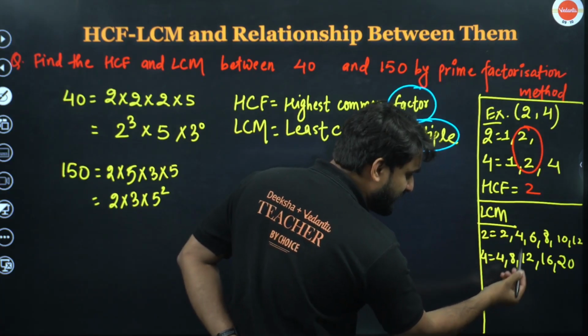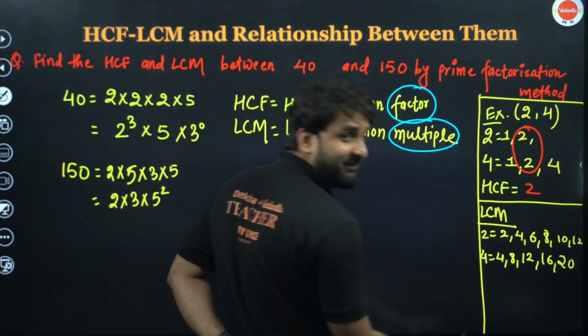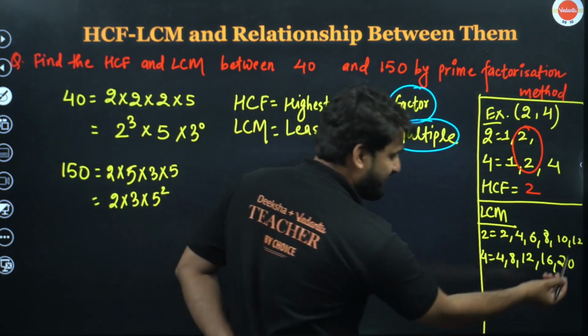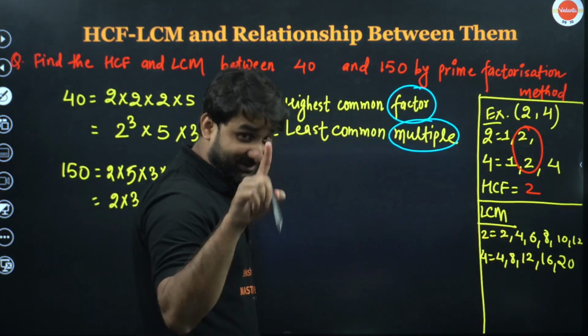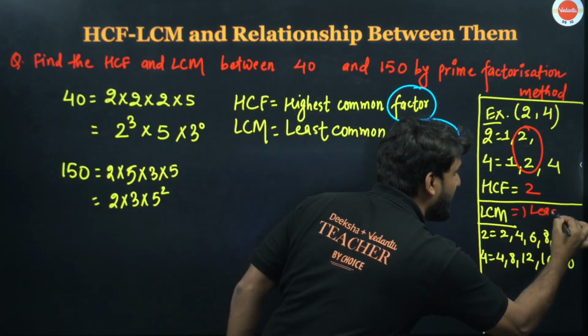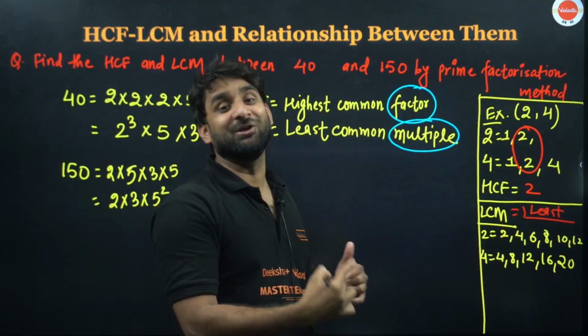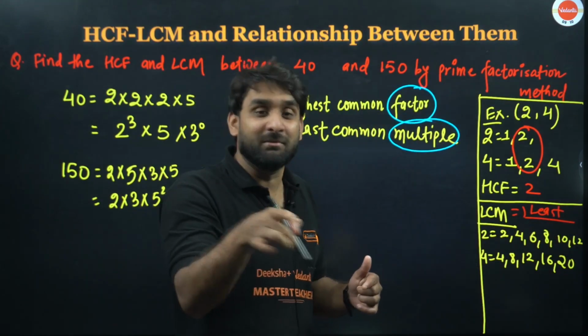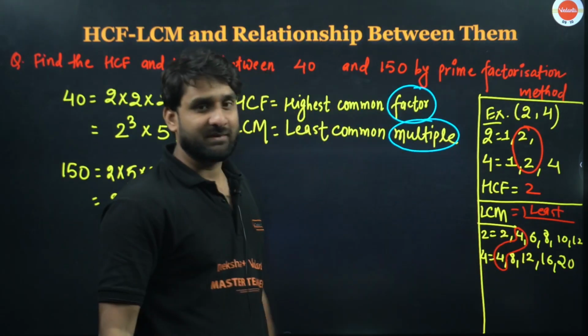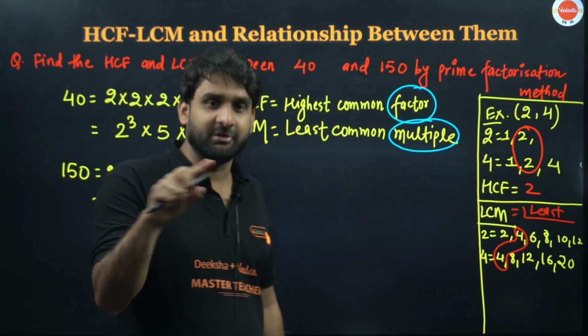2 is here, but 2 is not here. 4 is here, 4 is here. 8 is there, 8 is also there. 12 is there, 12 is also there. But we are looking for least value. Least common multiple. So the least common multiple will be 4. The first number which is coming in the table of both.